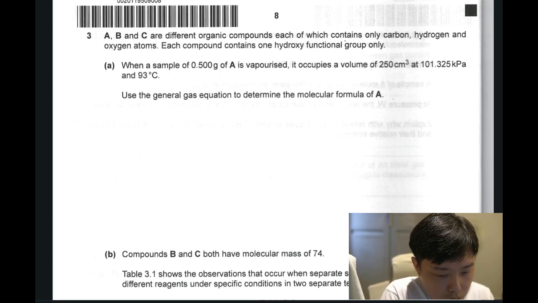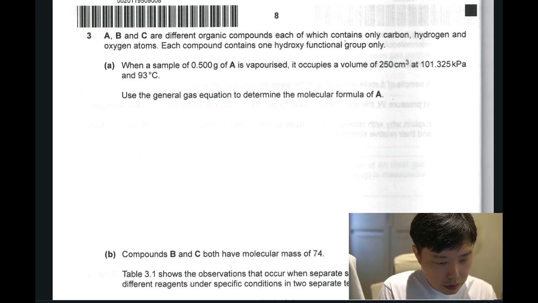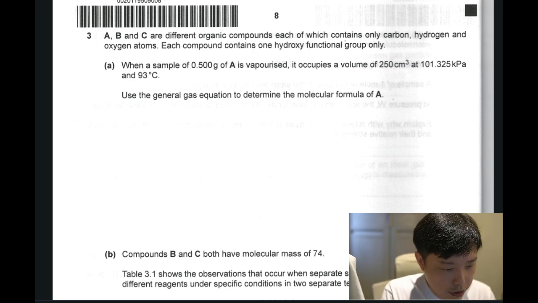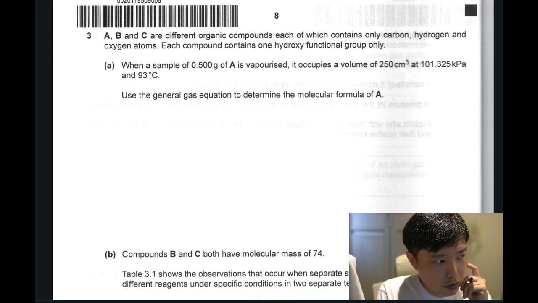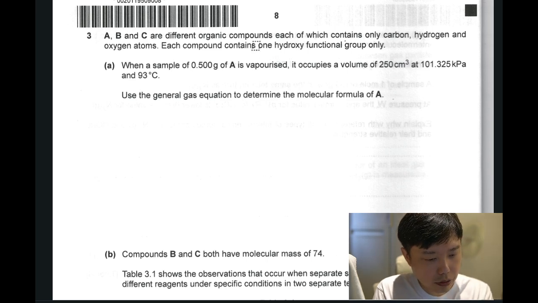Alright, let's continue with question 3 from 2024, paper 2. Okay, 3A. So this question I think is on the ideal gas equation. It's quite rare that we have so many questions on ideal gas, but let's get down to it. So you have A, B, C, basically carbon, hydrogen, and oxygen atoms, organic compounds. Each compound contains one hydroxy functional group. So basically have an OH.